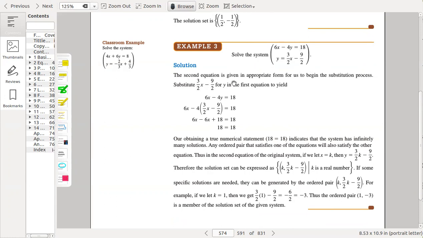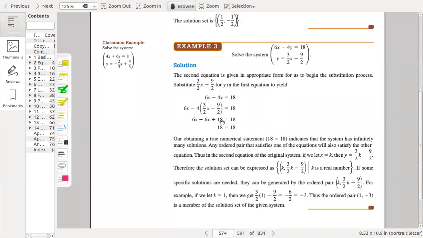The second equation is given in appropriate form for us to begin the substitution process. So substitute this y is equal to 3 by 2x minus 9 by 2 for y in the first equation, and we will have left hand side is equal to right hand side. So 18 is equal to 18.